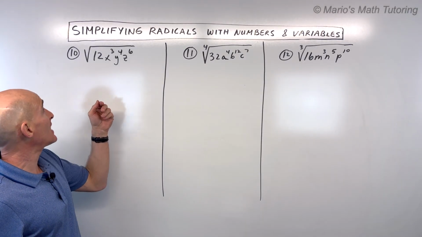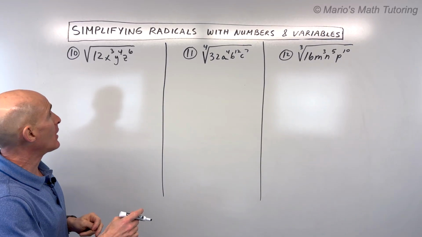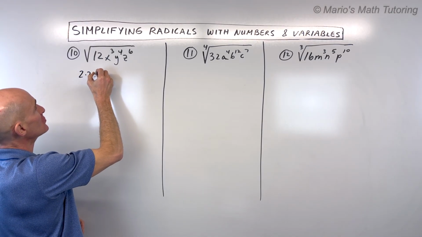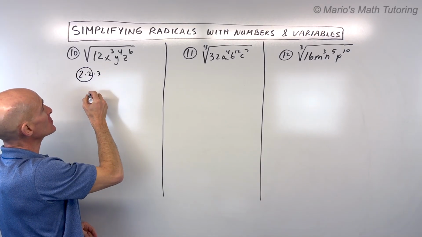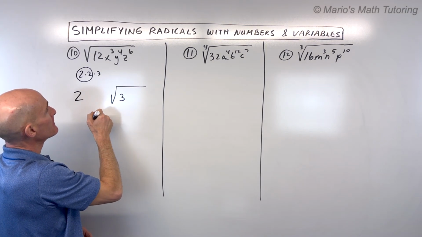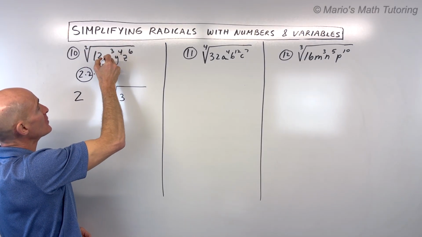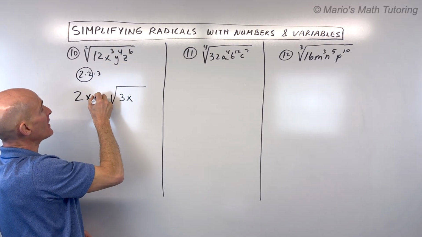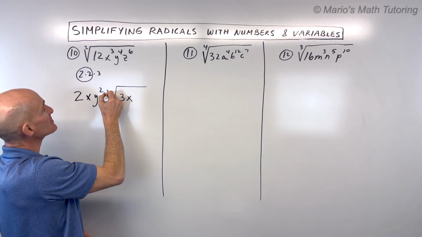Okay, so let's simplify number 10 now. We've got the square root of 12x cubed y to the 4th z to the 6th. Now 12 we know is 4 times 3, and 4 is 2 times 2 times 3. So that multiplies to 12. We're looking for the square roots. We're looking for groups of 2. So this 2 is going to come out in front with the 3 left underneath. X cubed, the square root of x cubed, that's like 2 goes into 3 once with 1 left over. 2 goes into 4 twice with none left over. And 2 goes into 6 3 times with none left over.